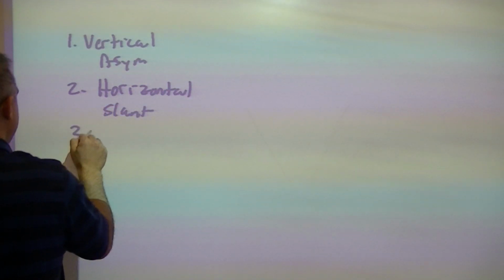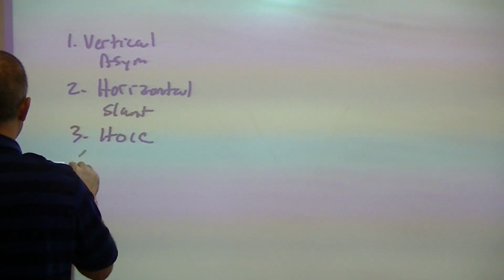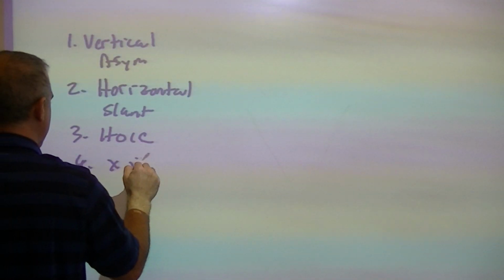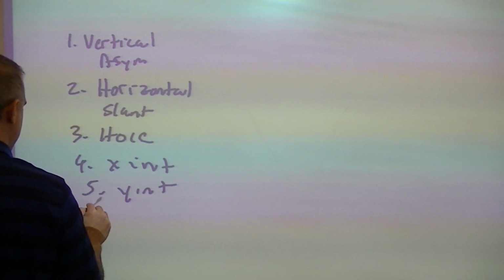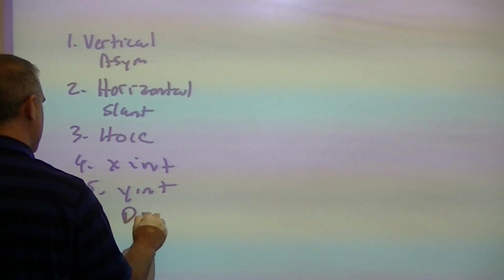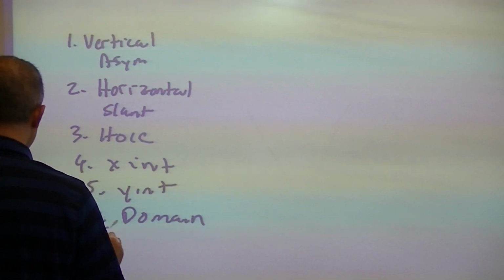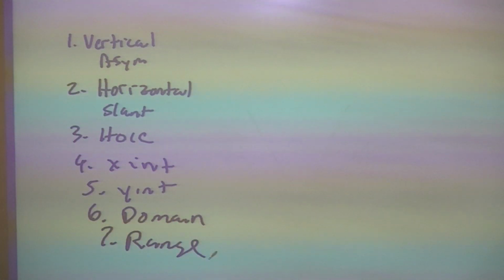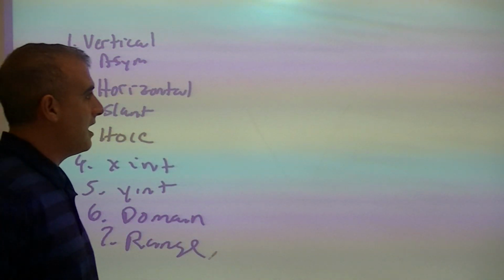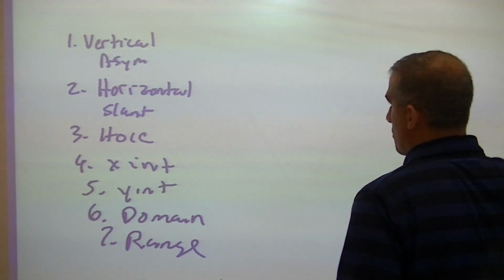All right, the hole will be number 3. The x-intercept will be number 4. The y-intercept will be number 5. The domain will be number 6. And the range would be number 7. Okay? So in the interest of just space and whatnot, that's what we're going to have.